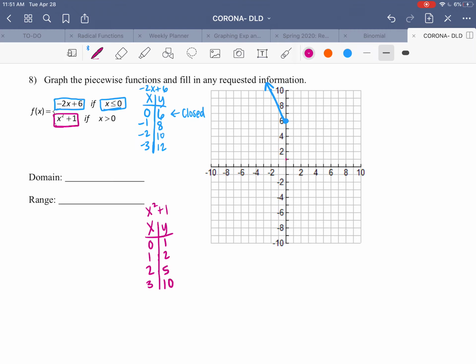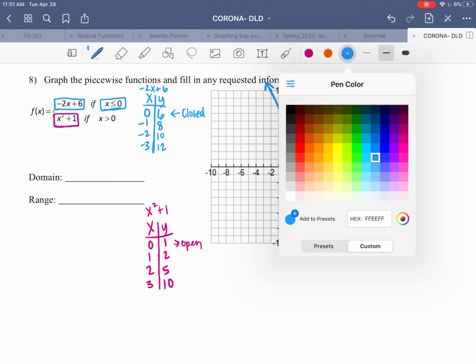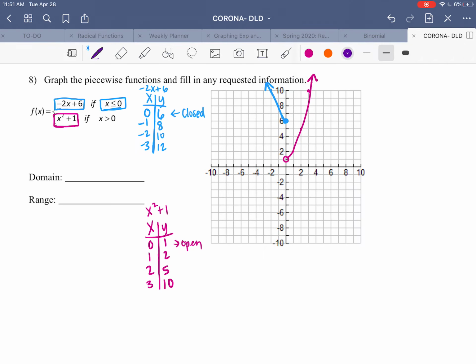So graph these, 0, 1. We're going to have an open circle because it's less than. So we're going to have an open circle here. Then 1, 2, 2, 5, 3, 10. Okay, and be careful here. This graph is not a straight line. It's a parabola, so make sure that you represent that when you're doing your graph. So this should look like this. It's just a sketch, doesn't have to be perfect. And now, those are all the parts of our piecewise.